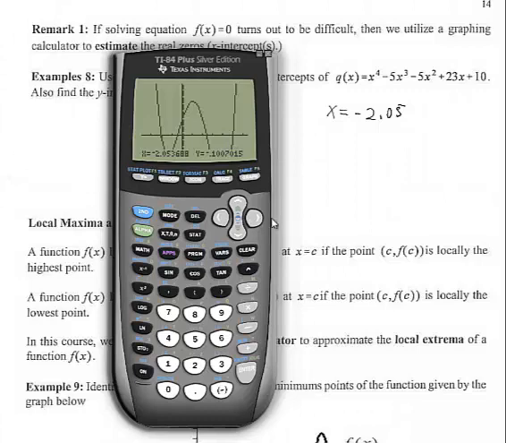Now I'm going to arrow over to my next intercept, and it looks like it falls around negative 0.4. If you want to write these in ordered pair format, just simply remember that the x-axis is located at y equals 0. Okay, I'm now on my third x-intercept. I have x equal 2.4.